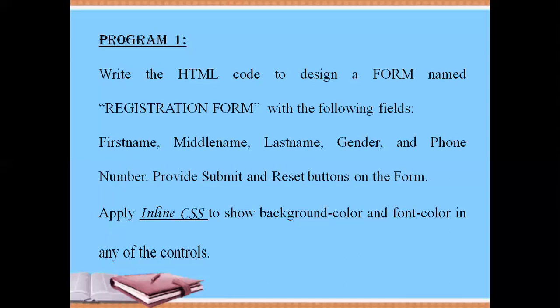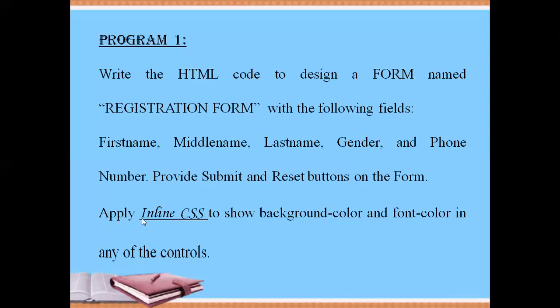We have learned so many controls earlier in the form. Now, first you have to decide what control you are going to use. So for the first name, middle name, and last name, we are going to use the text box. For gender, you will have only one selection out of the number of choices. So for gender, we are going to use the radio button. And for the phone number, again, we are going to use the text box. Lastly, you are providing the submit and the reset action buttons on the form.